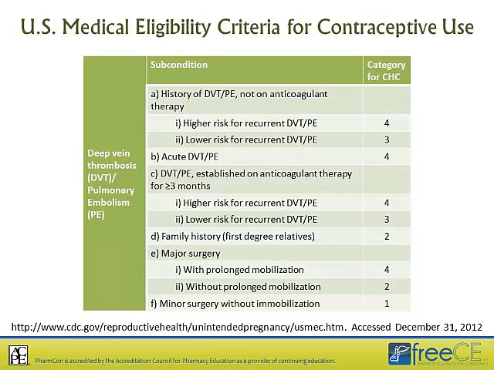Even for people who are on anticoagulant therapy but remain at higher risk for recurrent DVT, that's considered a category 4. And then finally, women who've had major surgery and anticipate having prolonged mobilization, which of course puts them at a higher risk. So in those cases, a combined hormonal contraceptive would not be acceptable. It's considered a contraindication, and ACOG in those cases would then defer to this particular guideline for determining whether or not a particular combined hormonal contraceptive could or should be used.